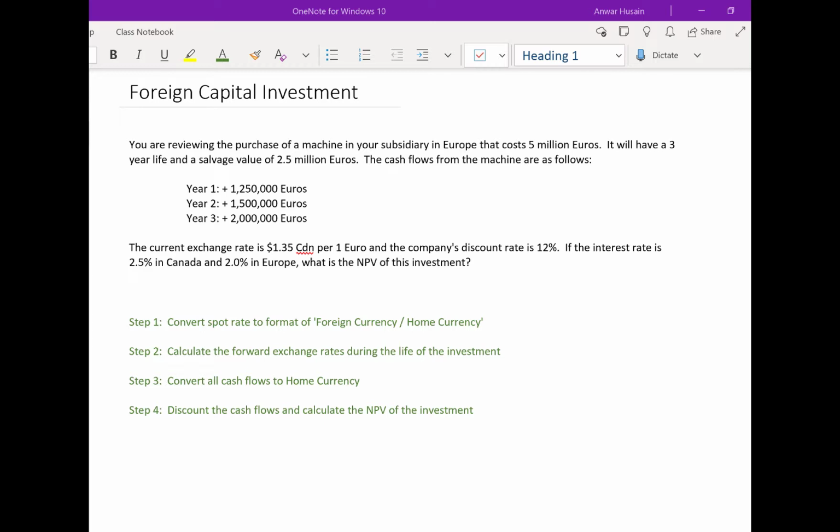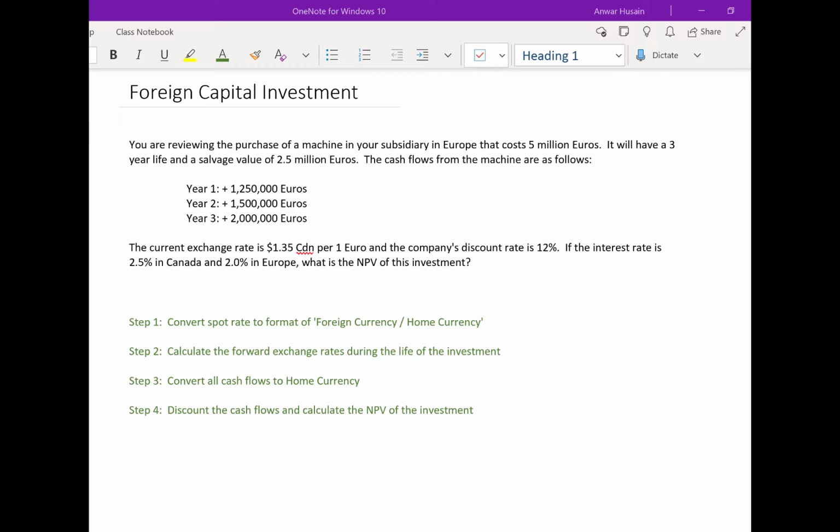So you can do it in a multitude of ways. I put together 4 steps that I find make it a bit easier. Step 1 is, if it's not already done, convert the spot rate to the format of foreign currency over home currency. So this is important because we're going to be using the interest rate parity formula to calculate the forward rate. And if it's not in this format, if it's the other way around, then the formula will give you the wrong answer.